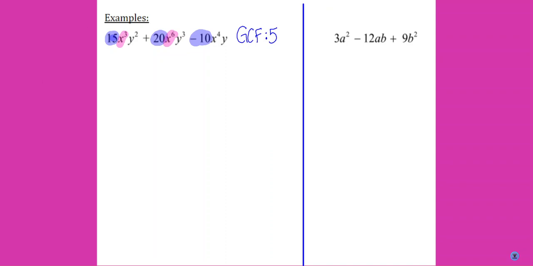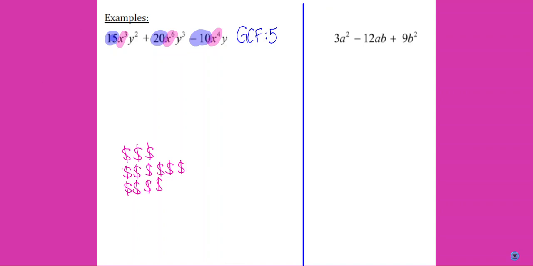Next, I'm going to look at my x part of each term. And I like to describe this in a way that talks about money, because for some reason, students understand things better when money is involved. So if I look at the first term, it's got x cubed. Let's pretend that means it has $3. The second term has x to the 6th. We're going to let that be represented by $6. And finally, x to the 4th, I'm going to represent with $4.